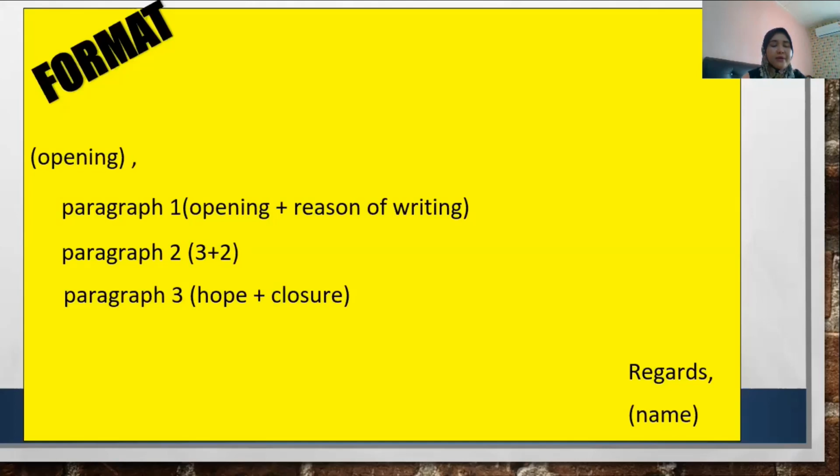In your second paragraph, as usual, normally in Section B of formatted writing, I keep telling you that we apply the 3+2 formula, which is 3 information from the question plus 2 supporting details. Then we have the third paragraph, which includes the hope and also the closure. And you will end your note writing with regards or any other suitable closure and also your short name.